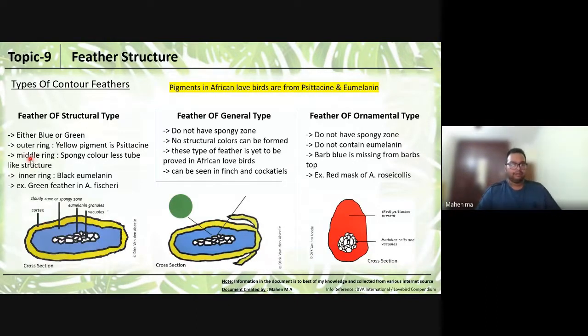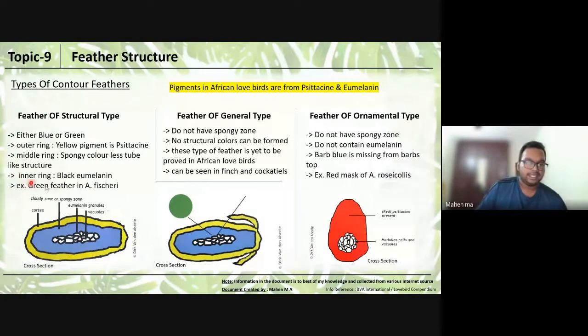When you come to the middle ring, in the photo it is blue, but just for explanation, I'll tell you that it is a spongy, colorless, tube-like structure. There will be some structure in this area which will be a little spongy, and it is colorless. I'll tell you why it appears blue in the later stages, but for now you can assume that this is a colorless structure which is there in the blue area.